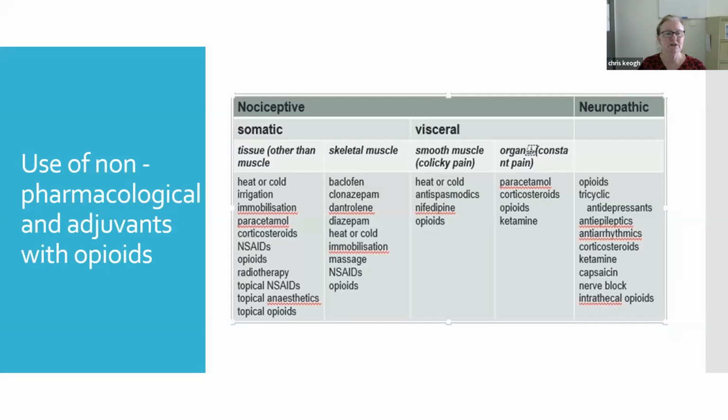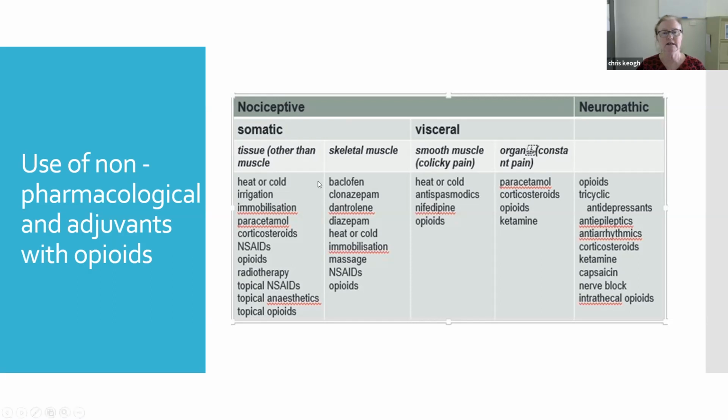So some of the use of non-pharmacological and adjuvants with opioids, I just put this slide up because it looks at all the different types of strategies, medications, non-medication things that can be used to actually help to manage pain. In this chart, they've divided it into somatic and visceral, or nociceptive pain, or neuropathic. So it gives us a very clear idea of what applications, I guess, would help what types of pain.